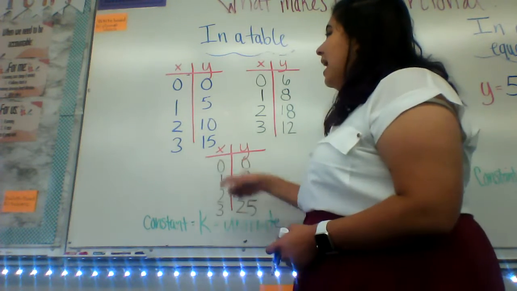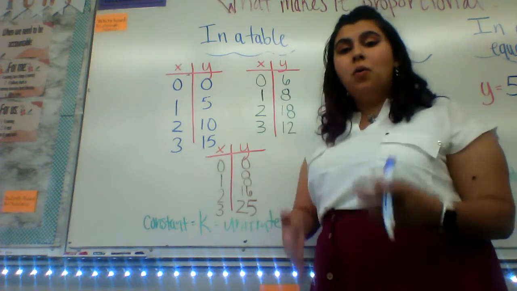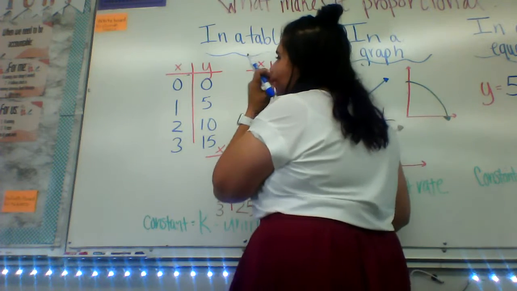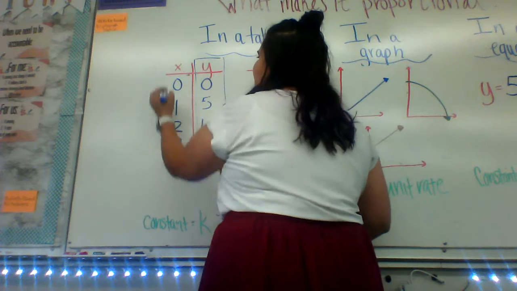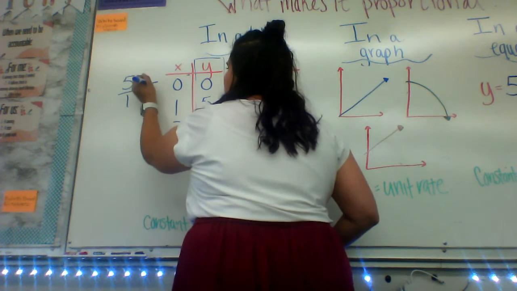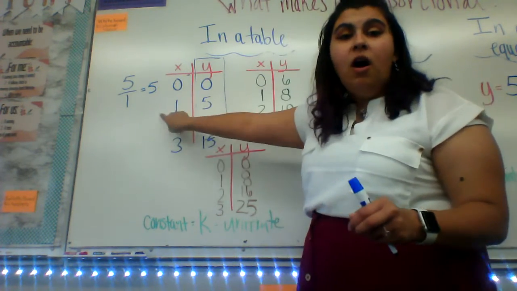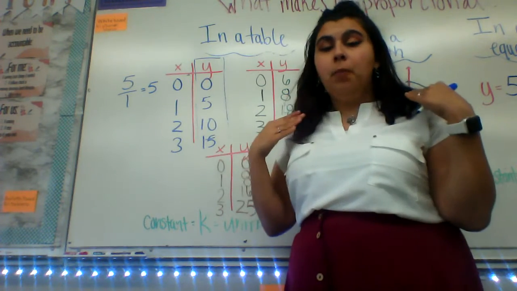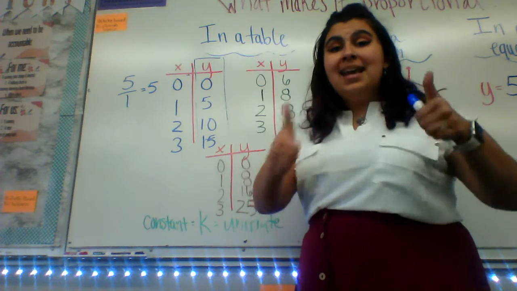The next thing is it has to be multiplied by the same thing every single time in order to be proportional. So let's check here. I know when we talked about unit rate, we divided the right side by the left. So we did 5 divided by 1 here, which gives us 5. So that means in this table, if not all of my lefts are multiplied by 5 to get my rights, it's not proportional. But if it is multiplied by 5 every time, it is proportional.